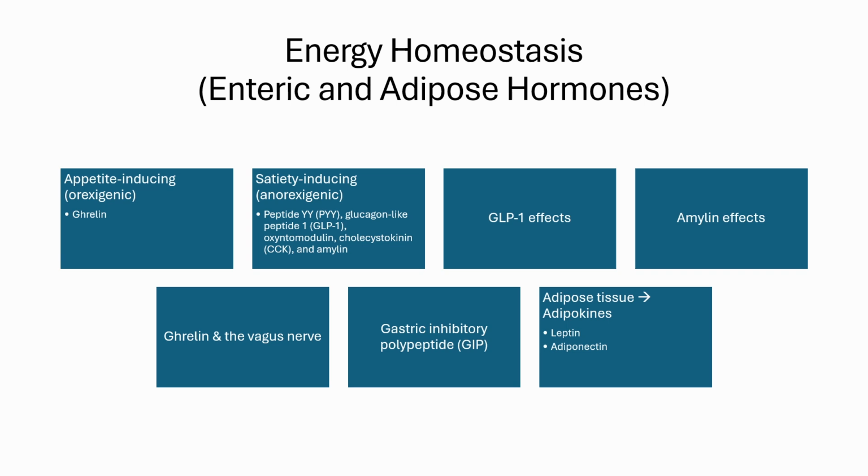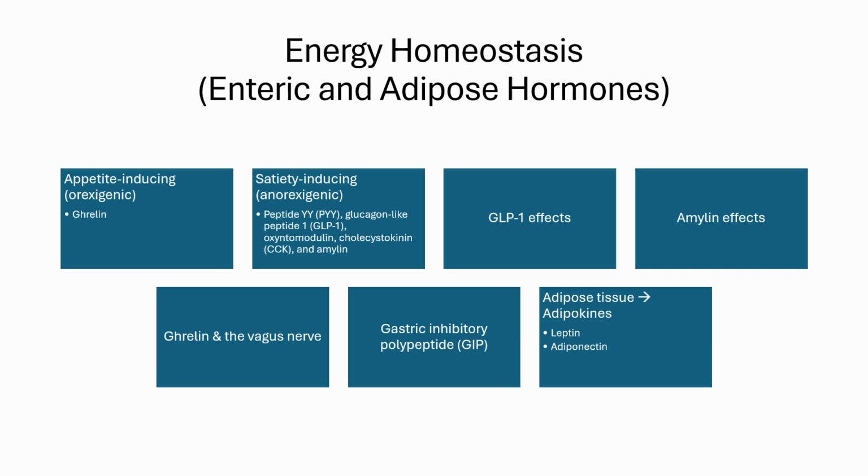Adipose tissue plays a major role in energy homeostasis as well. Leptin and adiponectin are the most impactful and understood adipose-derived hormones known as adipokines. Leptin is involved in satiety and energy expenditure by binding to receptors in the hypothalamus and the brainstem. Mutations that lead to decreased leptin synthesis, secretion, or activity can cause severe obesity.